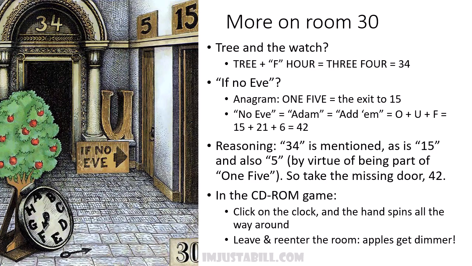Go add them up. If you look at the three letters in the room, the giant O and the U and the F, and you use alphanumeric substitution where A equals 1, B equals 2, and so on, you add those up and you get 42. Other reasoning is that 34 is mentioned and 15 is mentioned because of the 1-5, but also because of 1-5, that means 5 is mentioned too. So you take the door that isn't mentioned in any of these references, which is the door to 42.